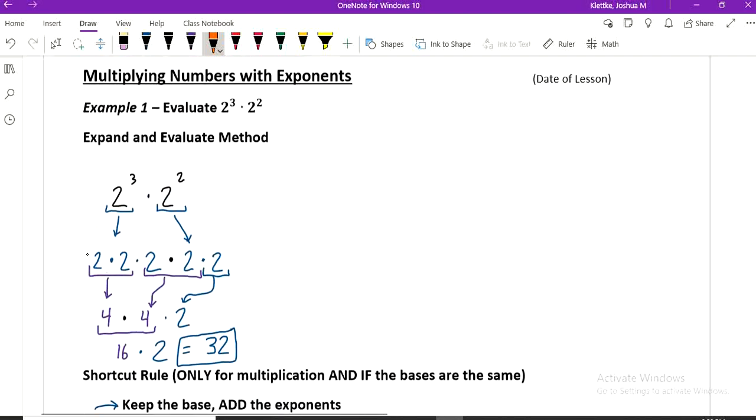I want to point out we have 2 to the fifth. This is what we saw after we expanded in the first try at example 1. We had 1, 2, 3, 4, 5 2's all being multiplied together. So this was 2 to the fifth right here.